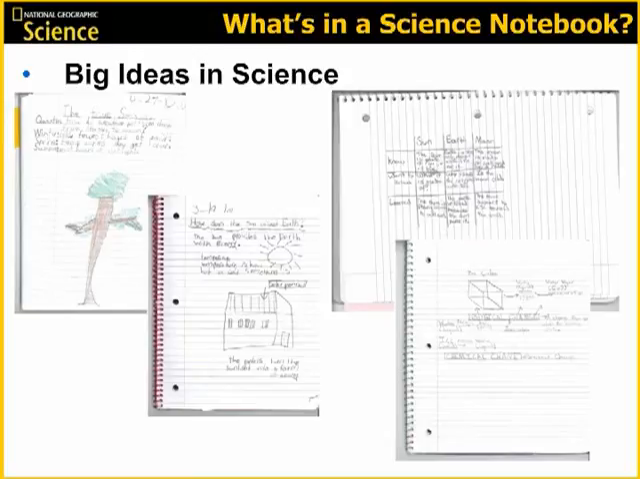When it comes to what's in the science notebook, there are a few key elements you want to make sure students are recording. The first is their notes and thoughts about the big ideas of science. The examples on the left come from students in 2nd grade, and the examples on the right are from students in 4th grade. As you can see, each of these examples in some way represents the big ideas that students are learning about in the unit they are currently studying. Take a moment and look at these examples.